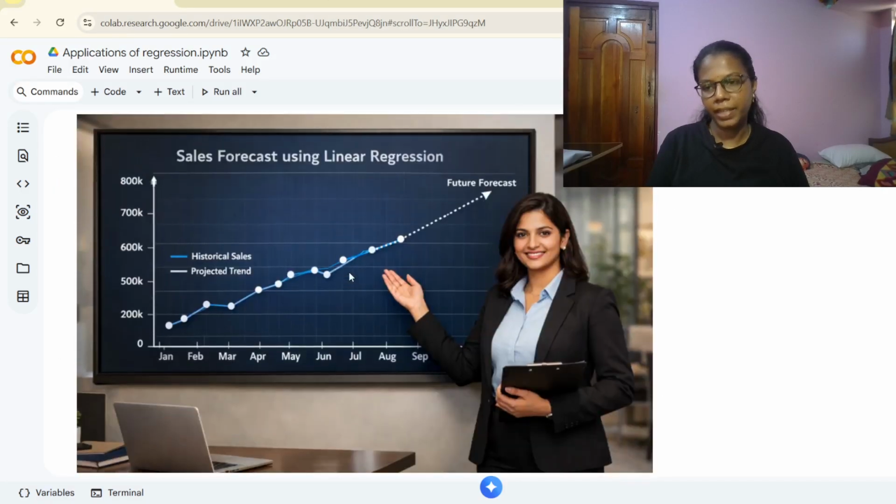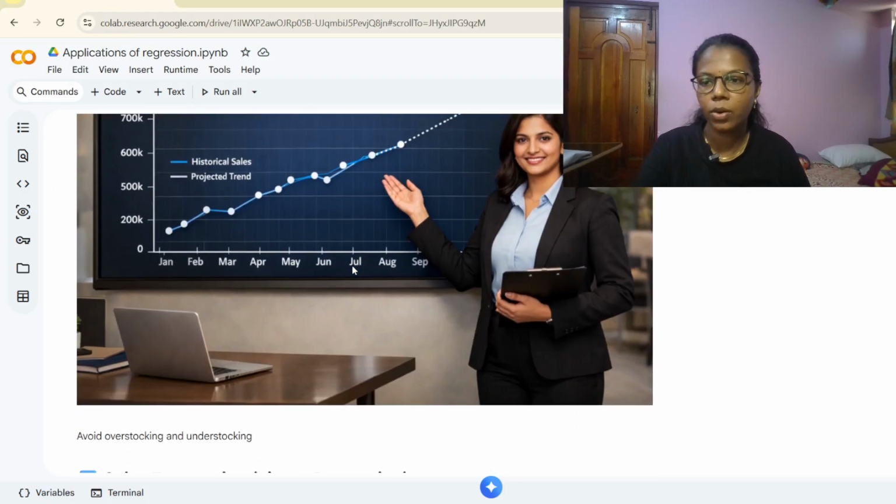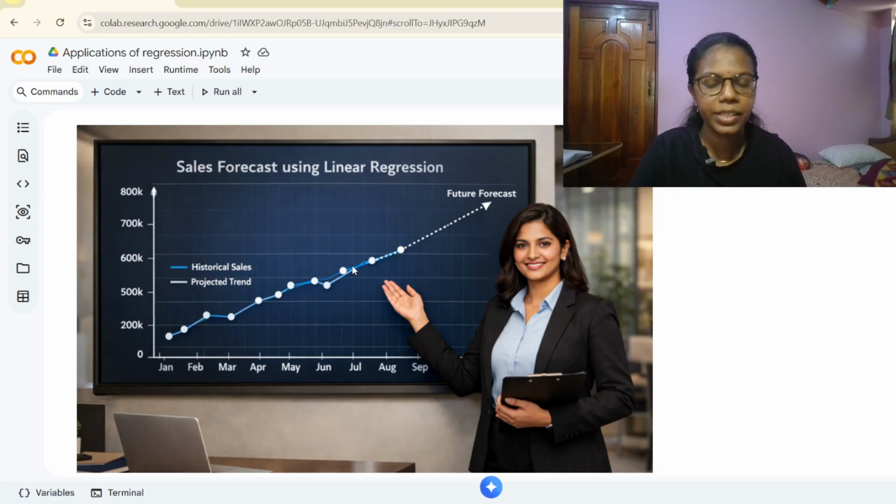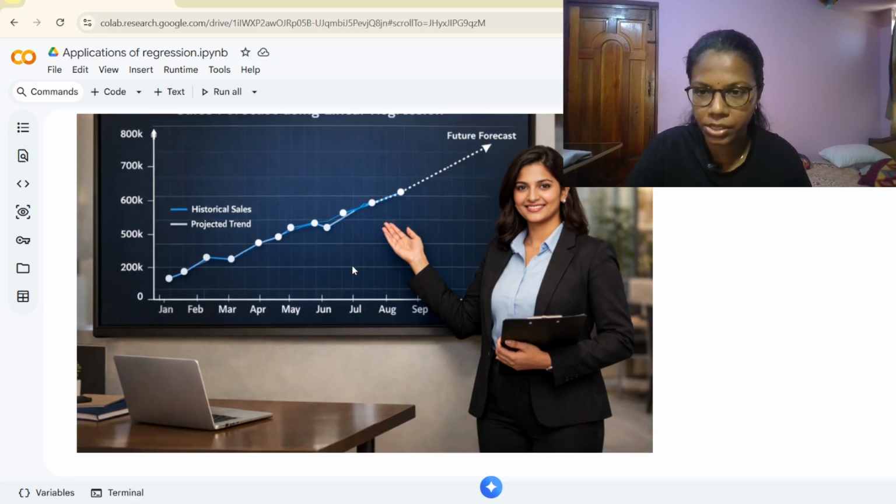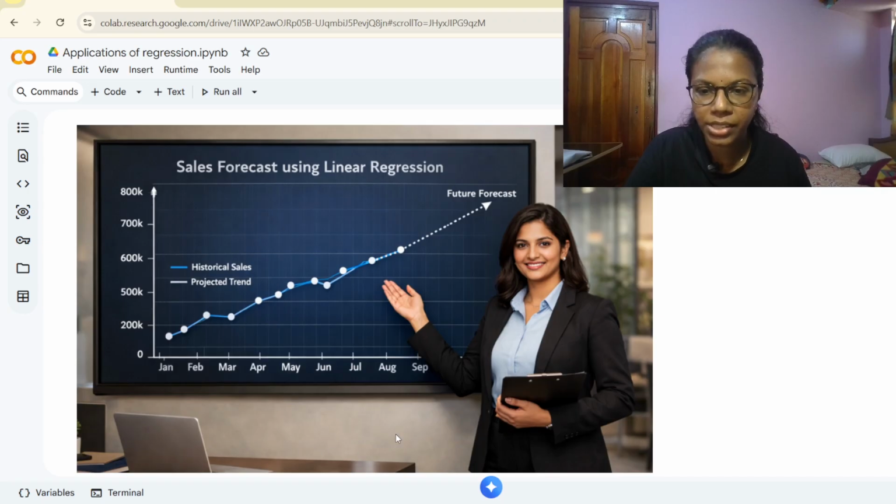So the first application of linear regression is sales forecasting. Based on the historical data that I have from my company, from my business, what I can do is I can predict my future sales. Let me make it much easier to understand. So look into this diagram.